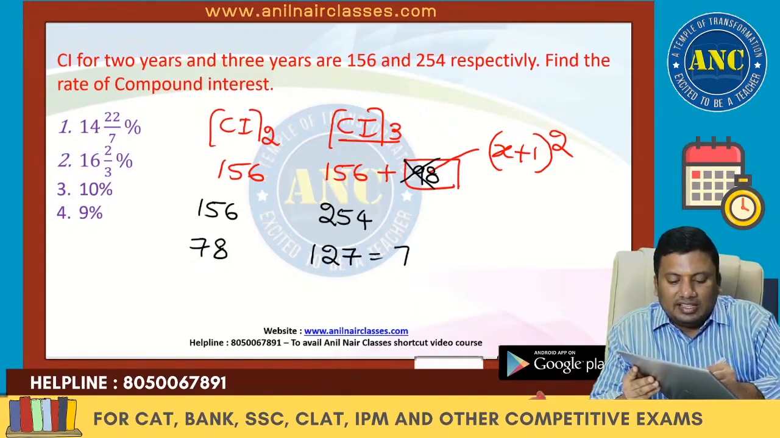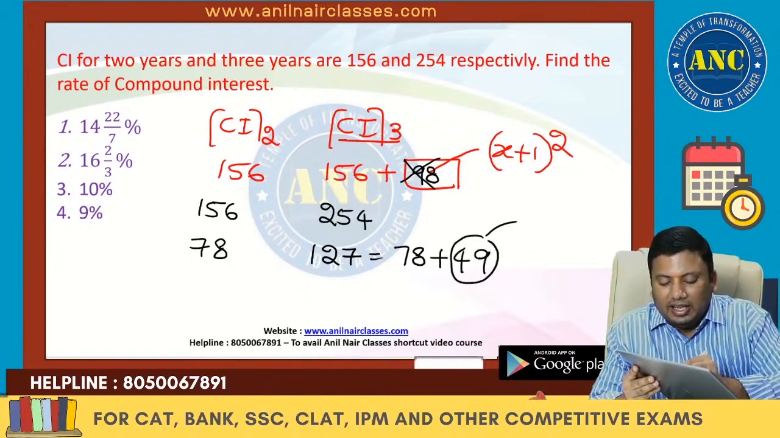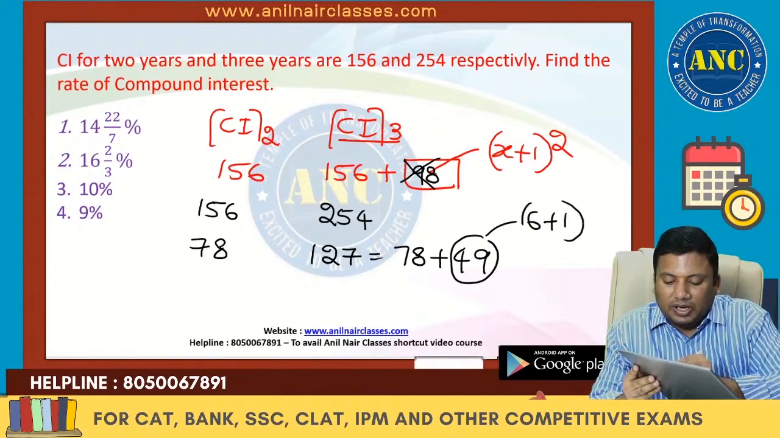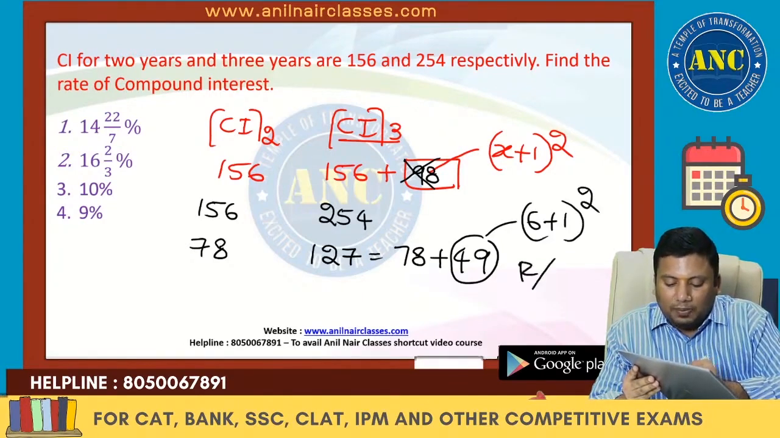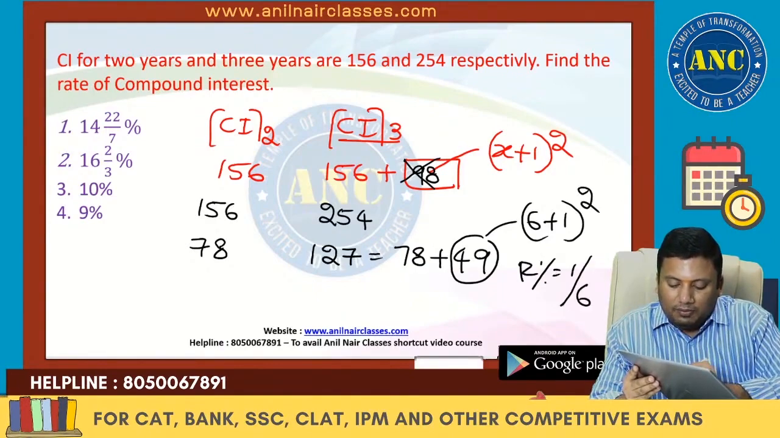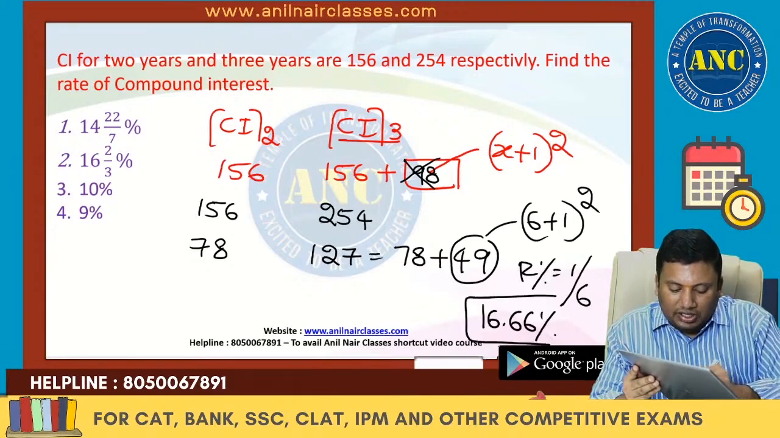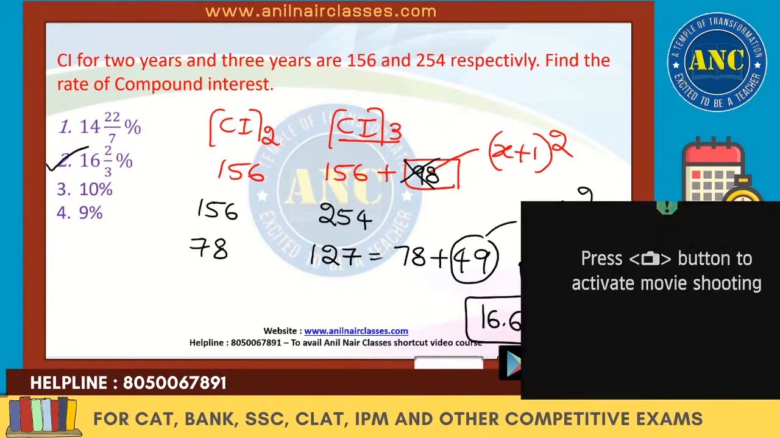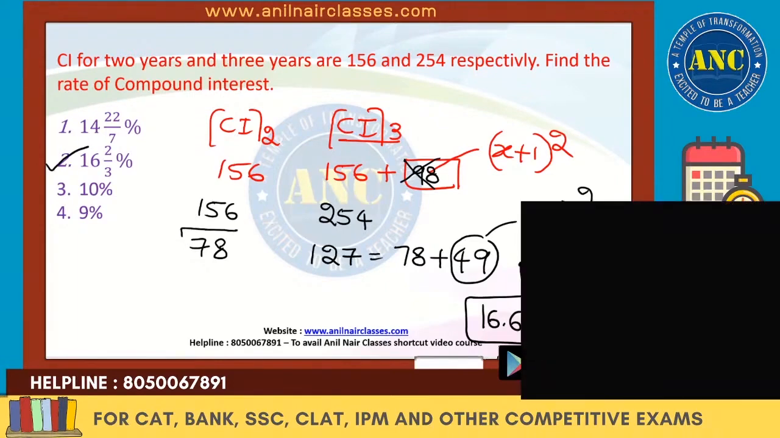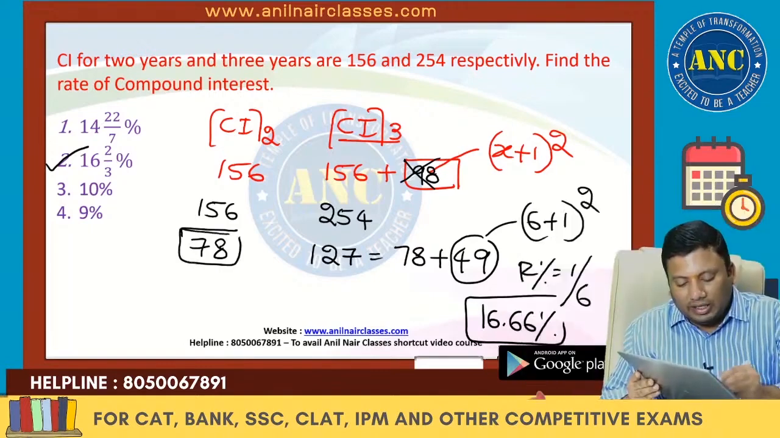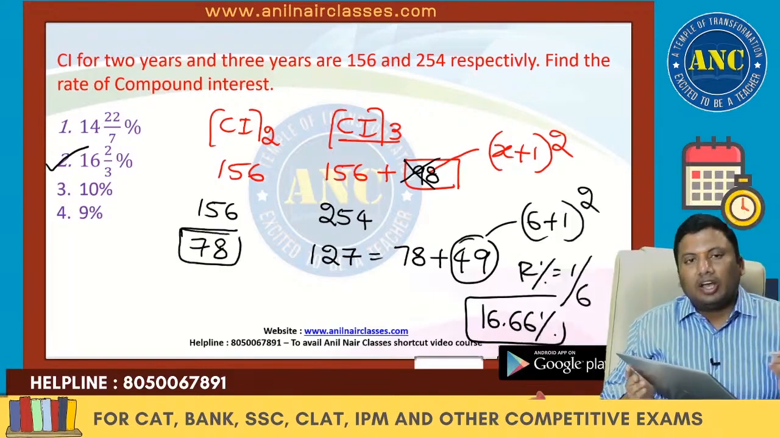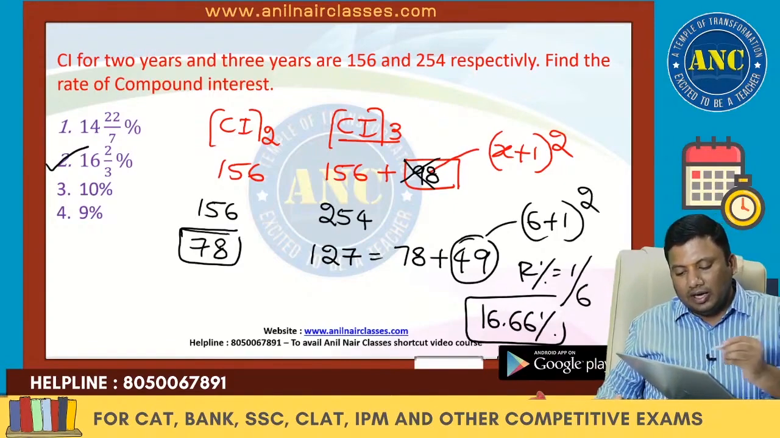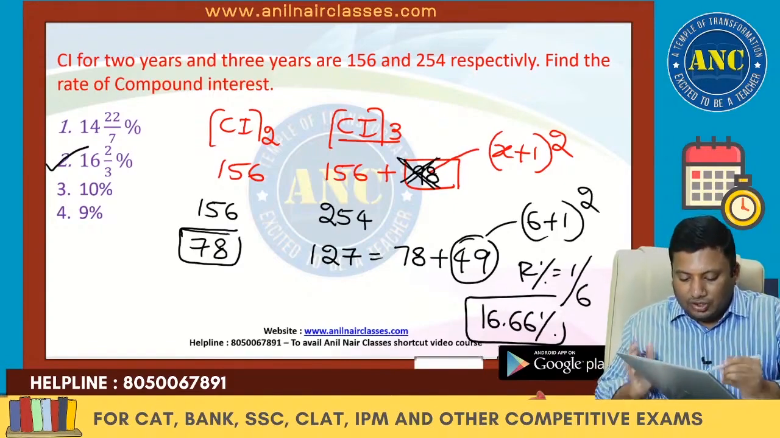127 is nothing but 78 plus 49. 49 is 6 plus 1 whole square. So our percentage is 1 by 6, which is nothing but 16.66 percentage. Idea is clear. Why I simplified is that I should get a perfect square. Here I was not getting a perfect square.